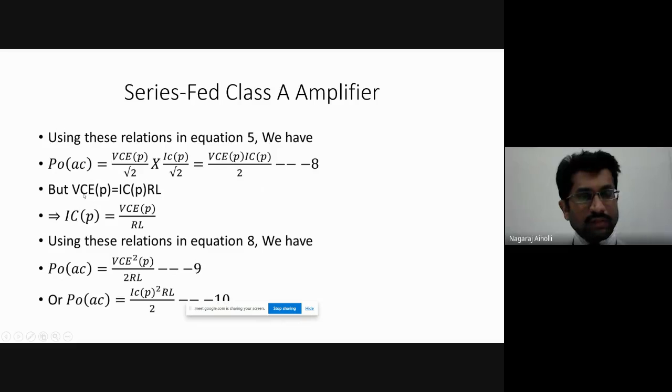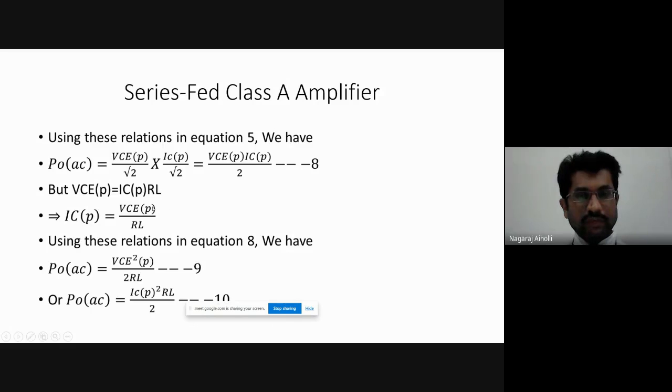Now we know that VCE peak is nothing but IC peak into RL. VCE peak is the collector current maximum value into the load resistance, or into RC. Both are one and the same; either we can take it as RC or RL. So VCE peak is equal to IC peak into RL or RC. Rearranging the terms, IC peak will be equal to VCE peak divided by RL.